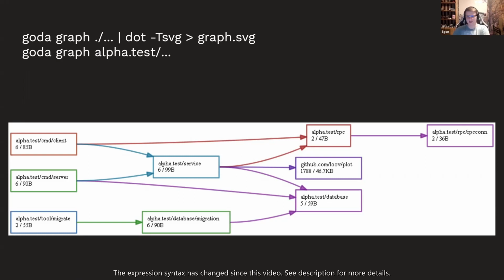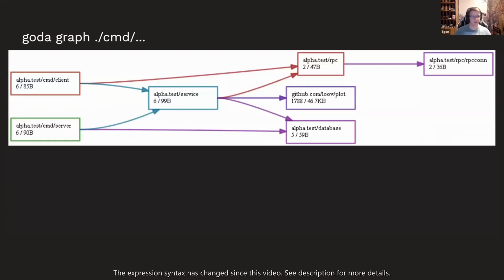So now that you have this output, you might see that there are a few colors there. The coloring is mainly to make it very obvious where the dependencies come from. So if you're looking at the AlphaTest database, you can easily trace back the same color to where the dependencies come from. So it helps to distinguish these a little bit better. And so we can go forward. You can specify, of course, sub packages and so on.